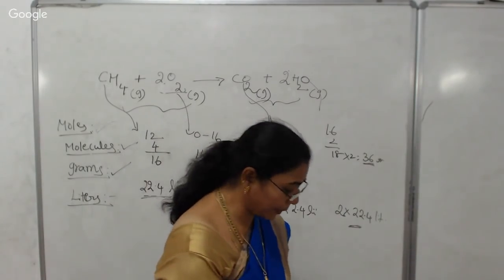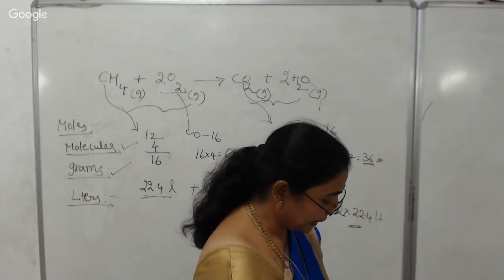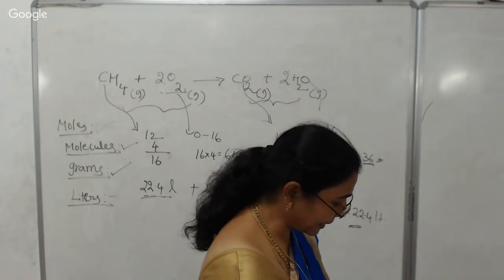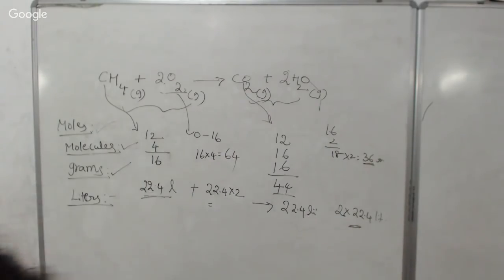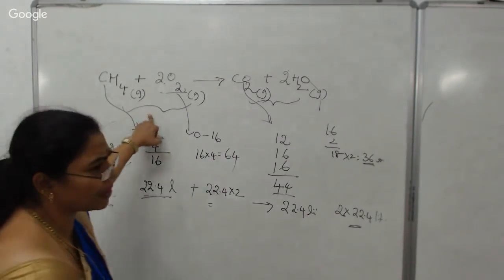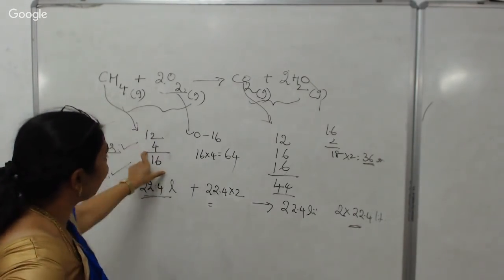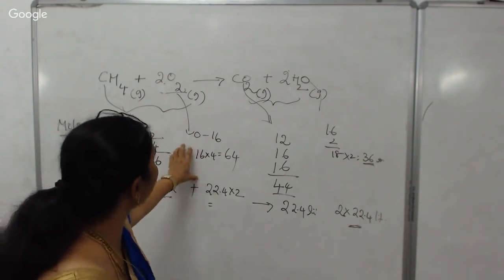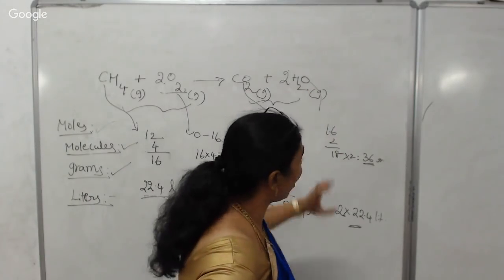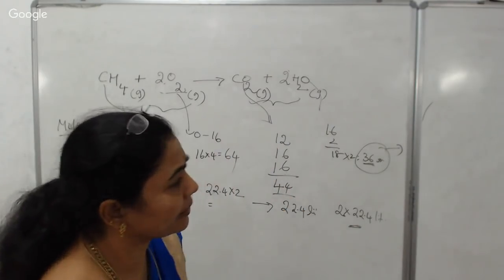Next, I will read the problem, problem number 1.3. Calculate the amount of water in grams produced by the combustion of 16 grams of methane. Okay, suppose, how will you write? Combustion means the same equation. 16 grams of methane, whenever it combusts in the presence of oxygen, how many grams of water is forming? 36 grams. Is it clear, children?